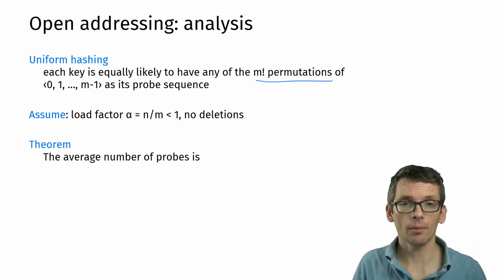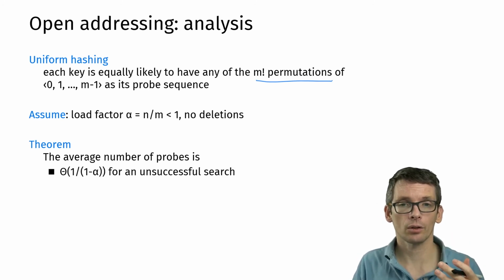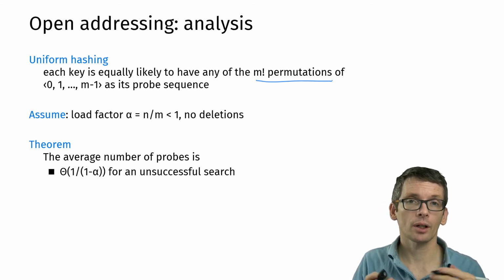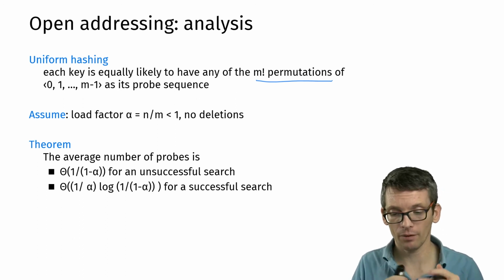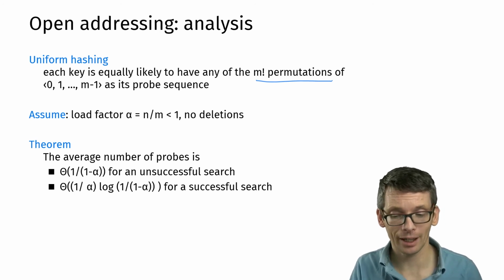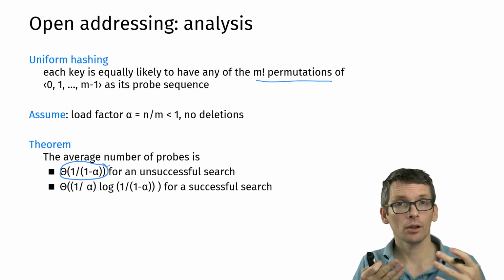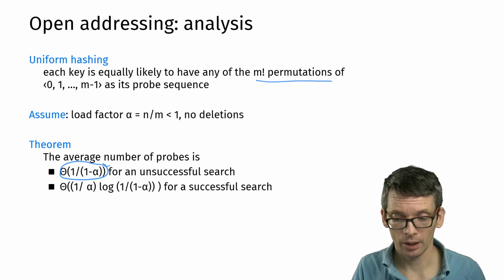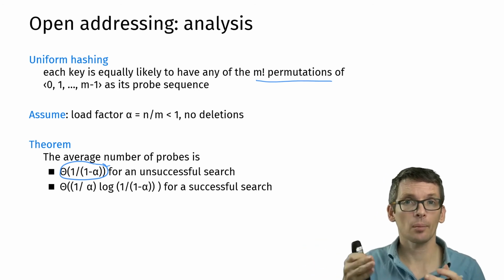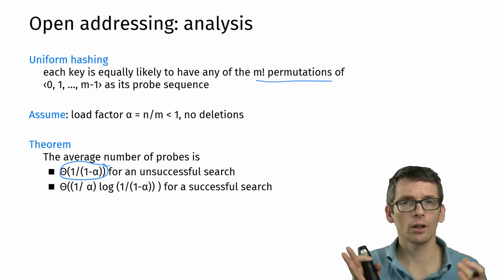And now our claim is that the average number of probes that we need for an unsuccessful search is of order 1 divided by 1 minus the load factor. And for a successful search, it's a bit more complicated, 1 divided by alpha times log 1 divided by 1 minus alpha. The second term we're not going to analyze, we're going to focus on this first term. But let me first say what that means if the load factor is high. So if the table, let's say, is half full, meaning that alpha is 1/2, then we have 1 divided by 1 minus 1/2, so 1 divided by 1/2, that's 2. O of 2, theta of 2, perfectly fine.